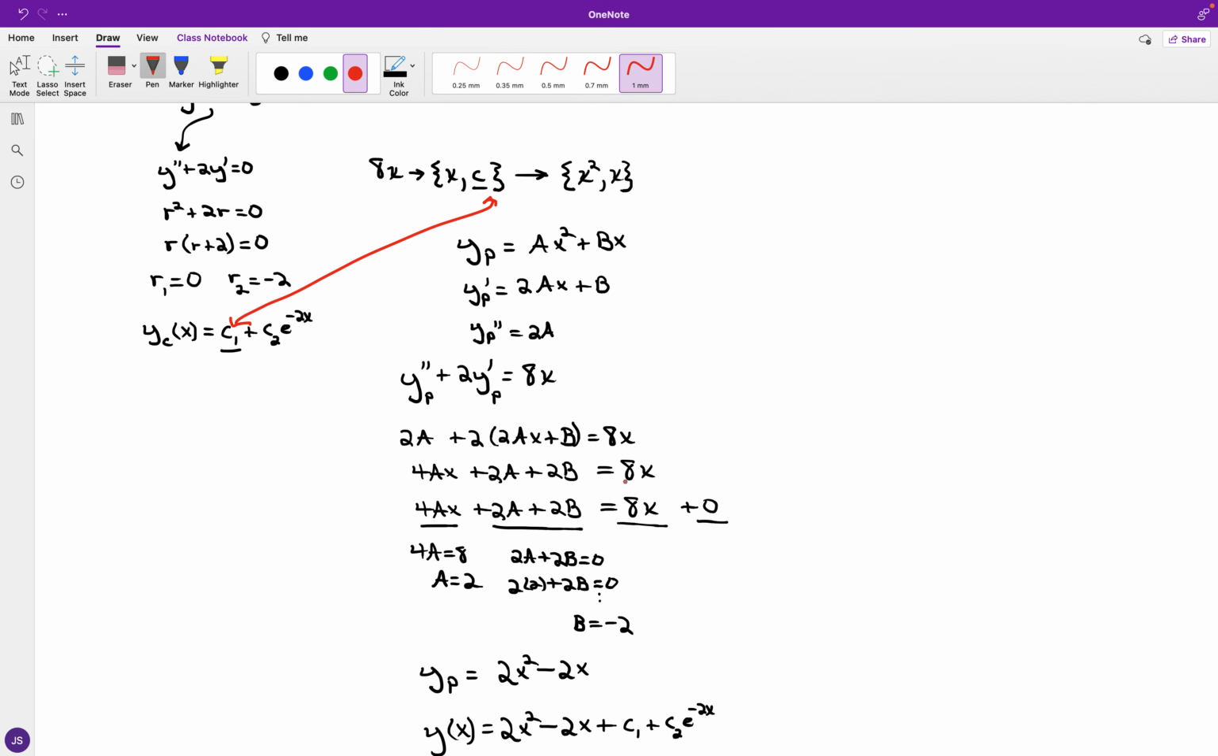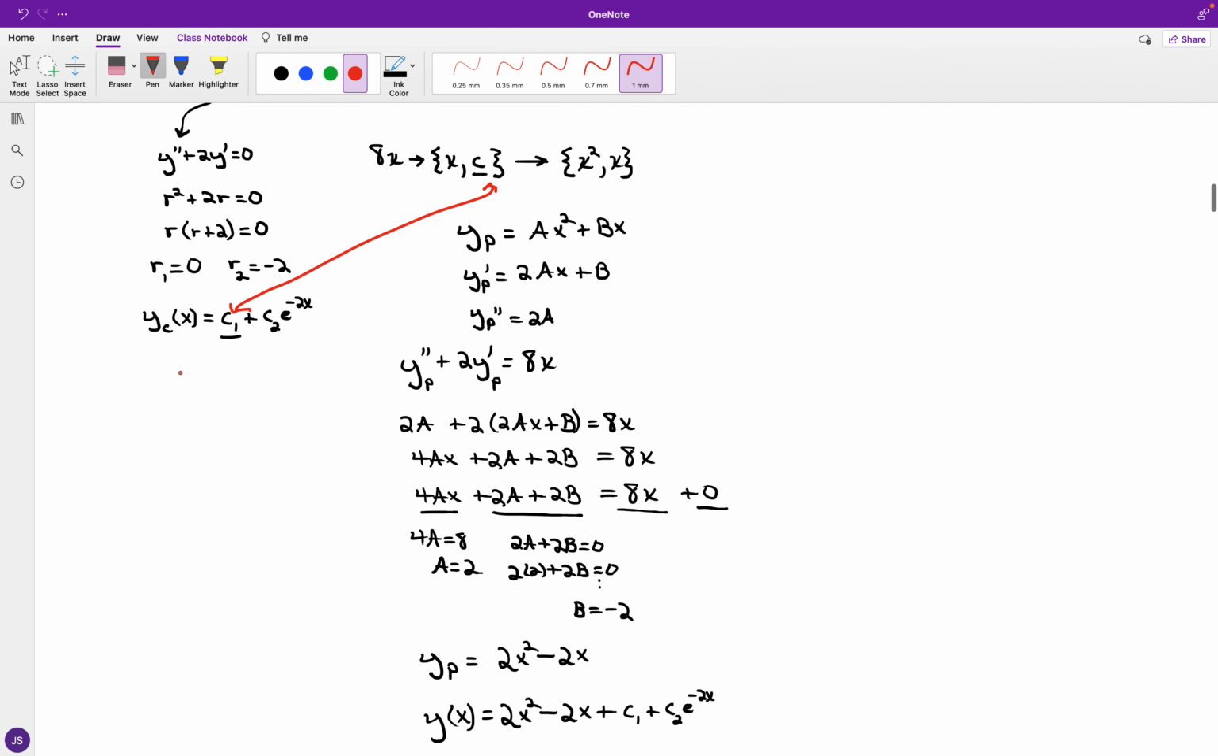And with just the constants, we don't have a non-negligible constant alongside 8x, so we're going to have 0. On the left, we have the constant representations 2a and 2b. With a at 2, we have 2 times 2 is 4, plus 2b is equal to 0, and we have that b is equal to negative 2. Back substituting into the particular, with a at 2 and b at negative 2, we have y sub p is equal to 2x squared minus 2x.